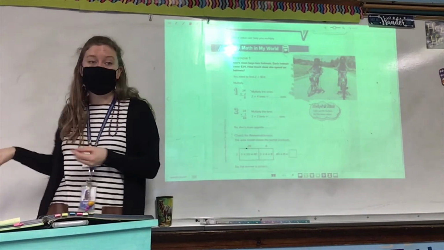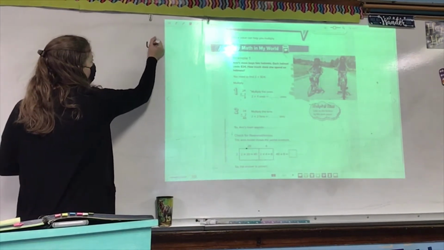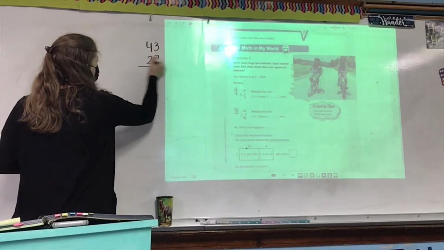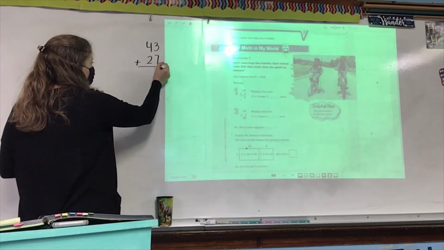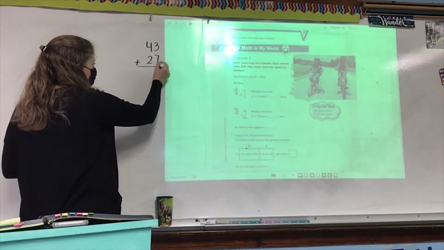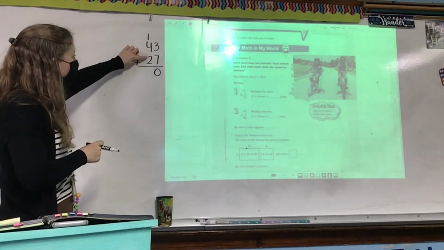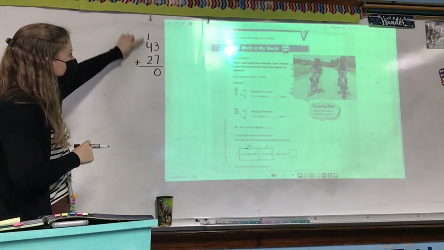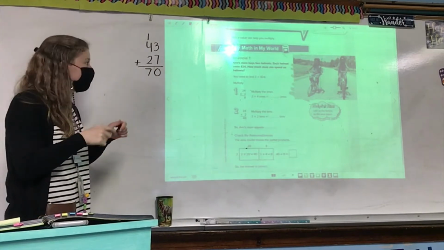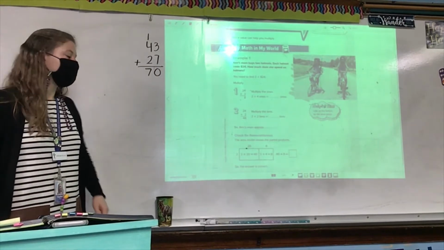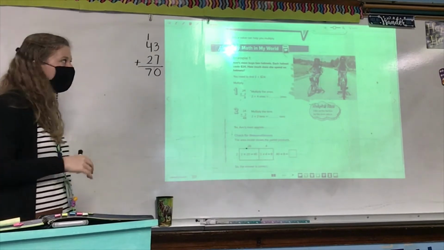That's where you just on paper do 43 plus 27. 3 plus 7 is what, class? 10. Regroup the 1 to the tens place. 4 plus 2 is what, class? 6. Plus 1 is 7, which means that 43 plus 27 is 70. That's standard algorithm. Pencil and paper, pen and paper, whatever.